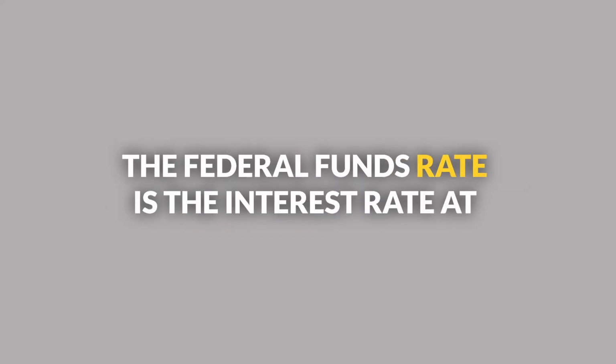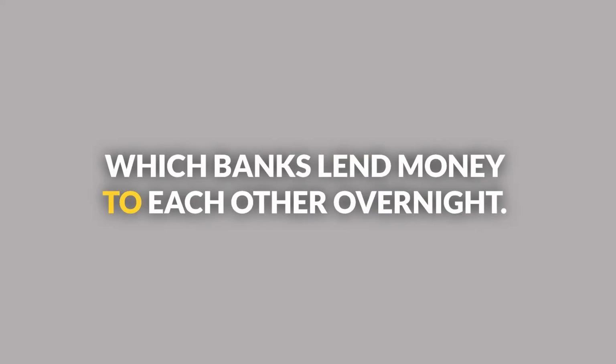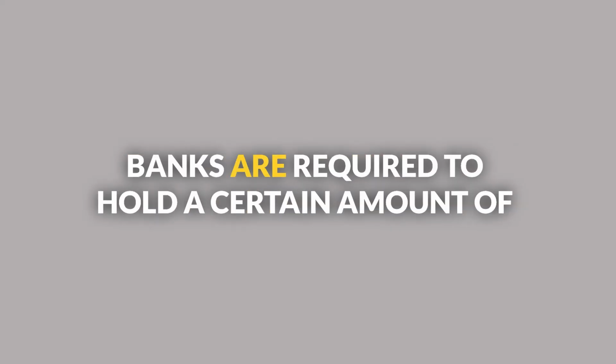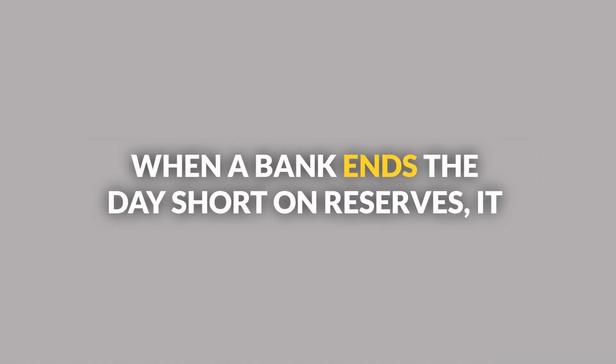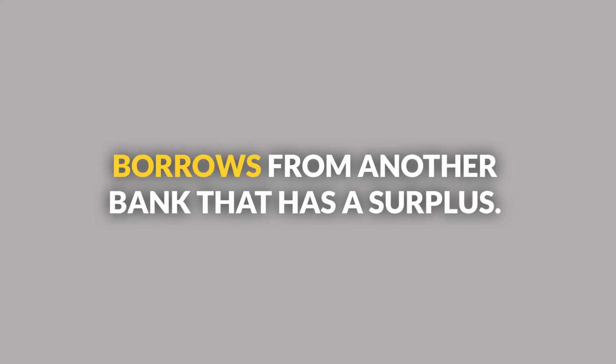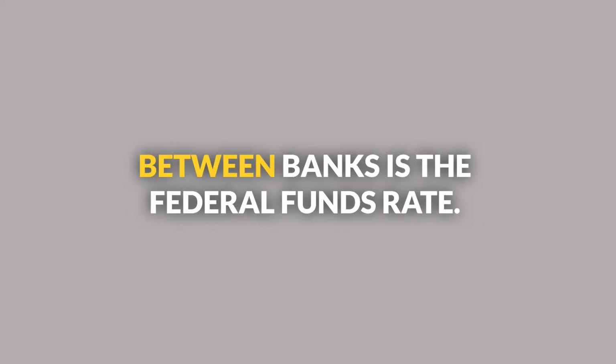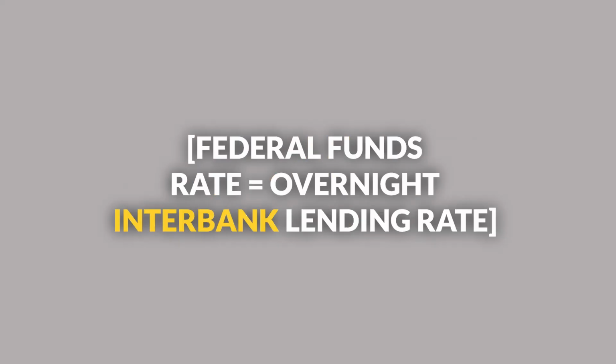The federal funds rate is the interest rate at which banks lend money to each other overnight. Banks are required to hold a certain amount of reserves, essentially cash on deposit with the Fed. When a bank ends the day short on reserves, it borrows from another bank that has a surplus. The rate charged on that overnight loan between banks is the federal funds rate. The federal funds rate: the overnight interbank lending rate.